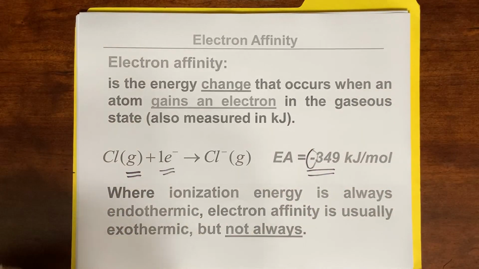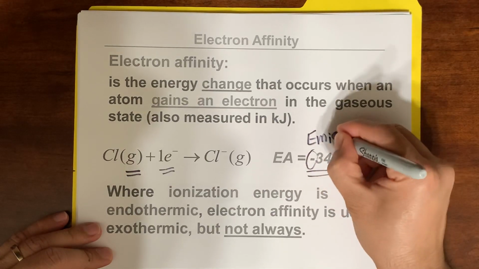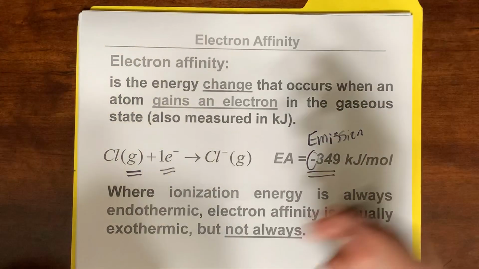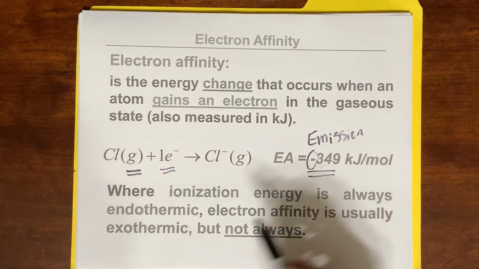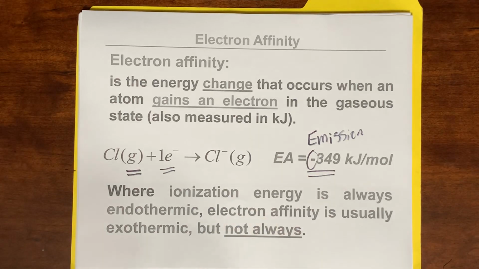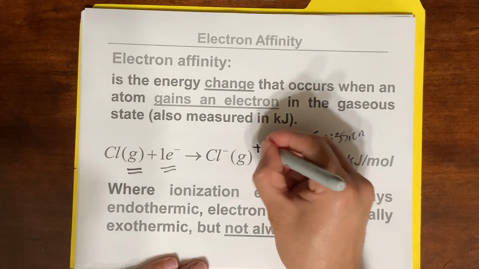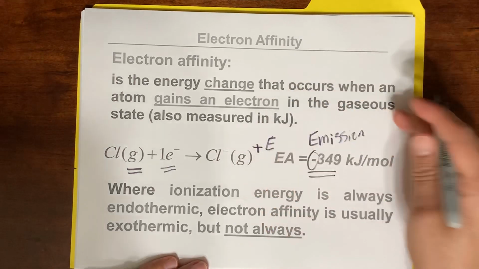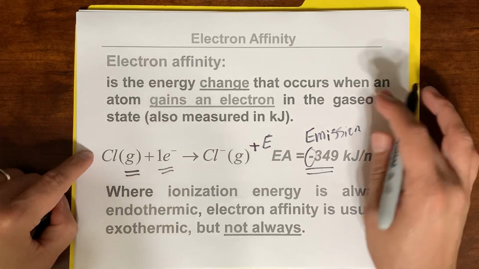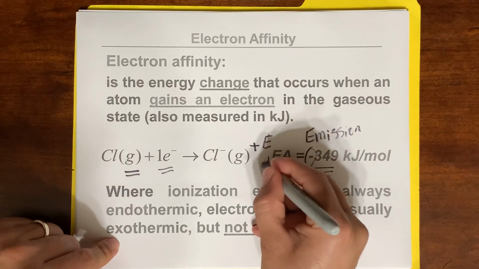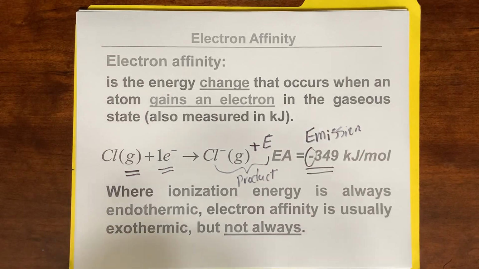It is negative. That means there is emission, or we are emitting energy. For ionization energy, we are spending. But in this case, we are generating energy. So I'm going to add the energy to the right side, not the left side, which is the reactant. So I'm adding it to the product. That means we generated energy.